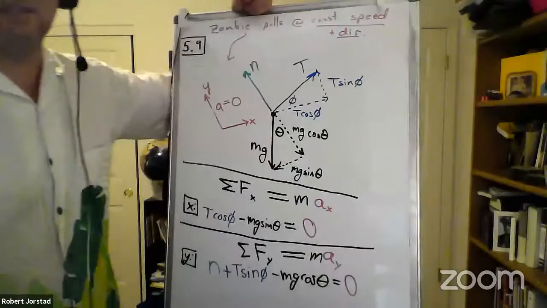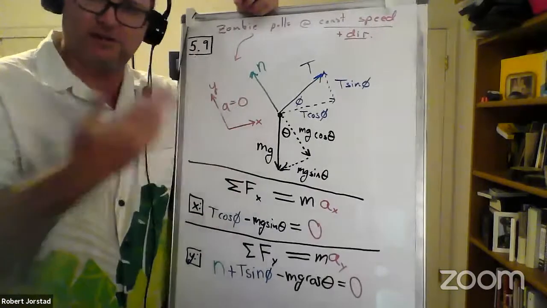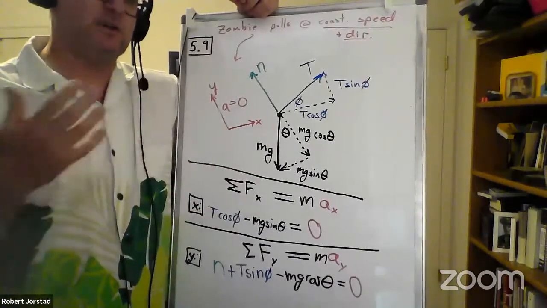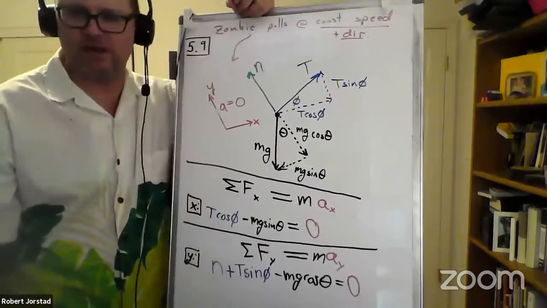Another thing you could do is sometimes check special cases, like what if the angles go to 0 and stuff like that. But definitely always check the units. Questions about that before we go to the next one?